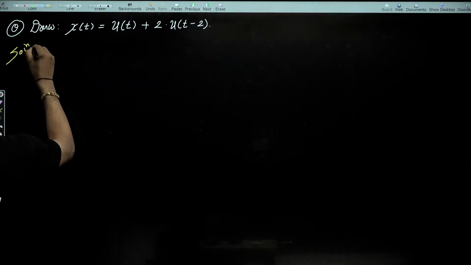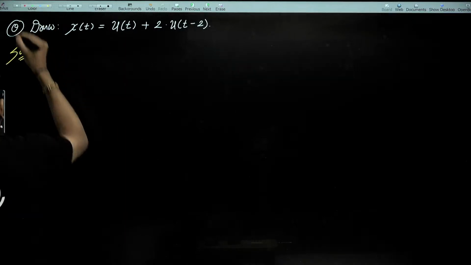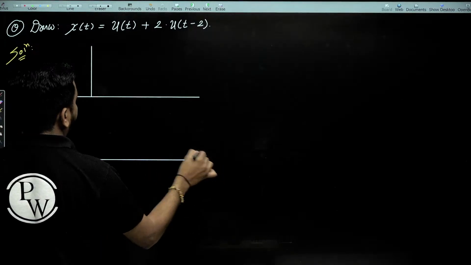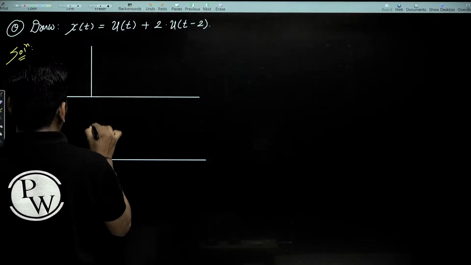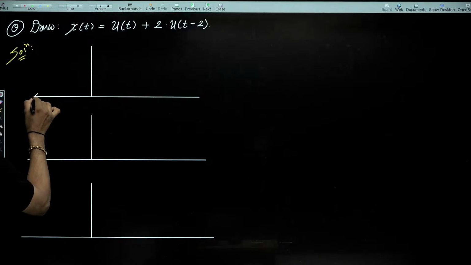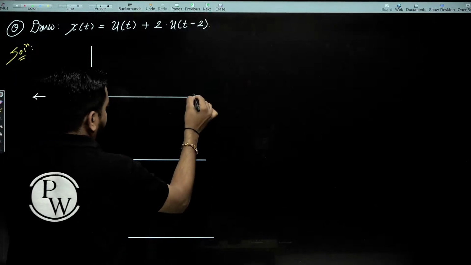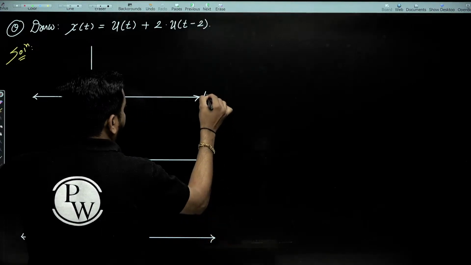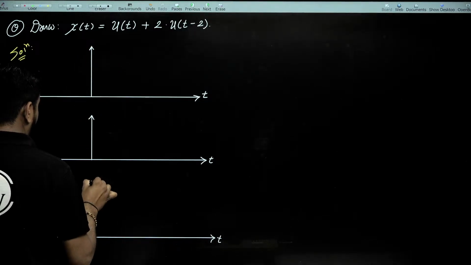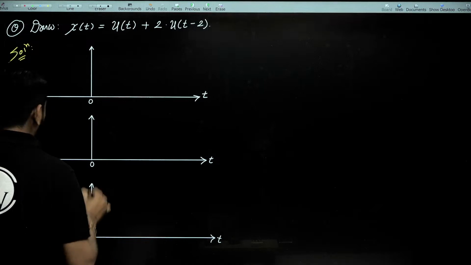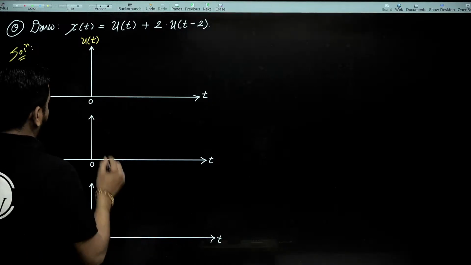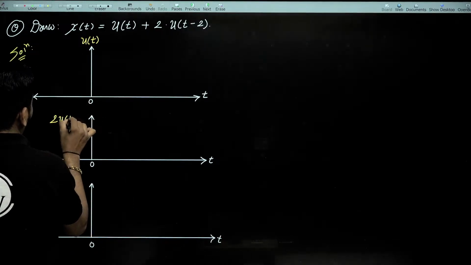So we want to add these two signals; you can subtract these two also. First of all, draw u of t, then 2 times u of t minus 2, then the addition of these two signals. You can perform the subtraction also. This is u of t, and this is 2 u of t minus 2.